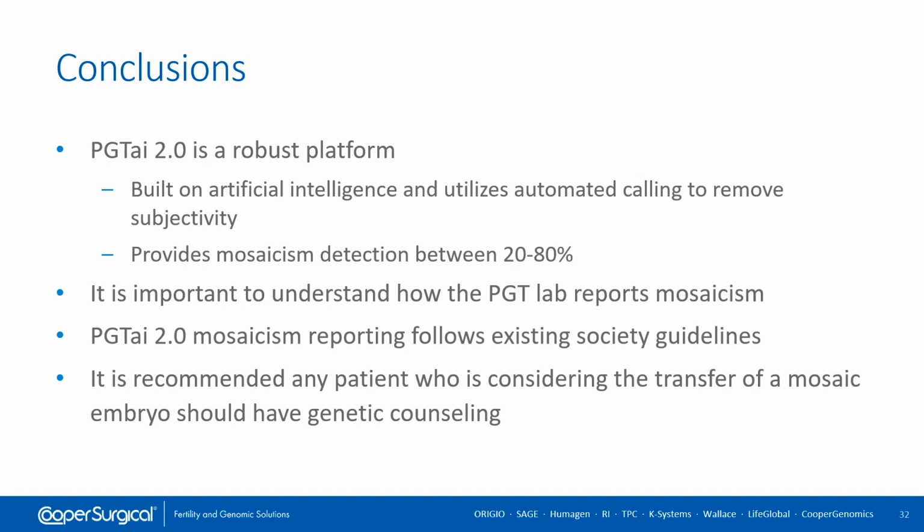And lastly, it's recommended that any patient who's considering the transfer of a mosaic embryo should have genetic counseling. To this last point, we are here to help. We know this is complex information, and if you don't talk about it every day, it may be challenging to provide the level of detail that patients are typically seeking. Feel free to contact our genetic counseling team with any questions that you may have or request that your patient is scheduled for a post-test genetic counseling appointment.